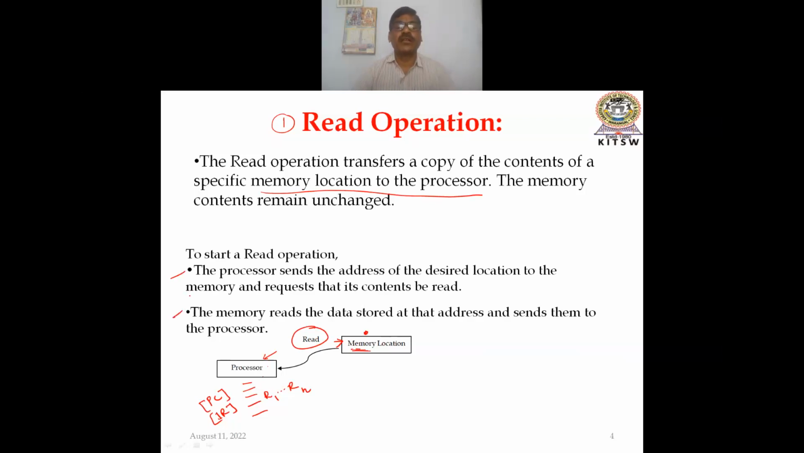First, the processor will send the memory address from which memory location it wants to read. It sends the desired memory location address as a request, and then the read operation reads the data available at that particular address and sends it back to the processor. That is what the read operation is.